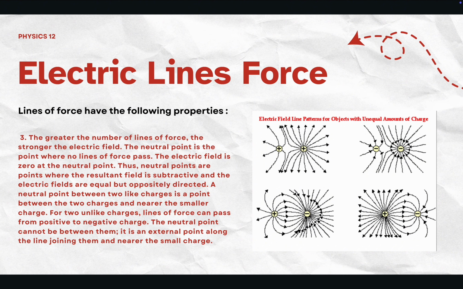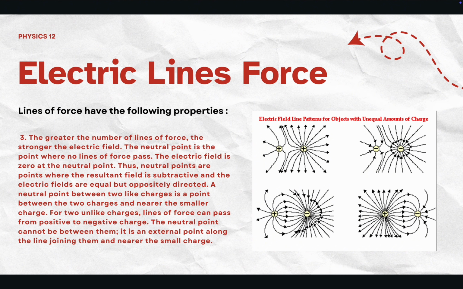The neutral point is the point where no lines of force pass. The electric field is 0 at the neutral point. Thus, neutral points are points where the resultant field is subtractive and the electric fields are equal but oppositely directed.